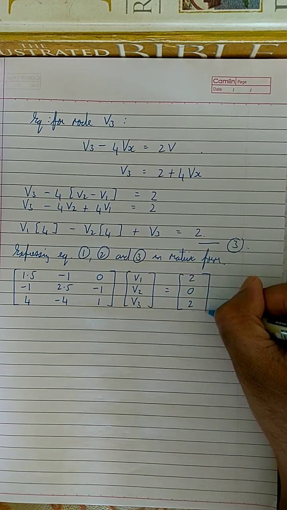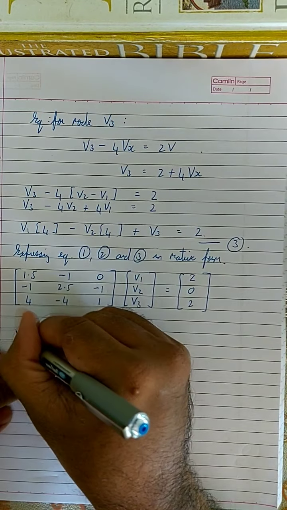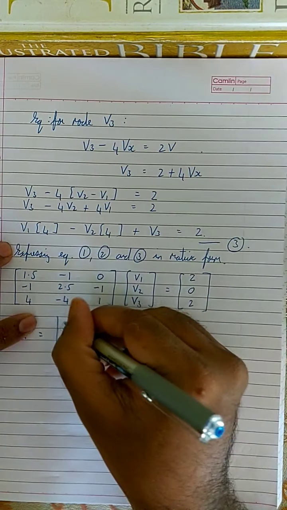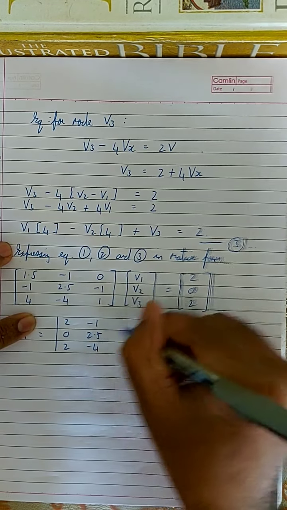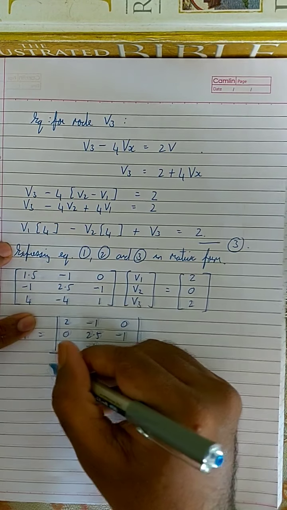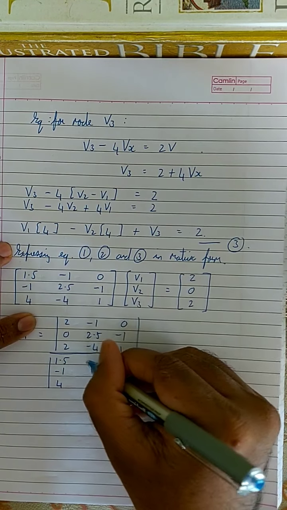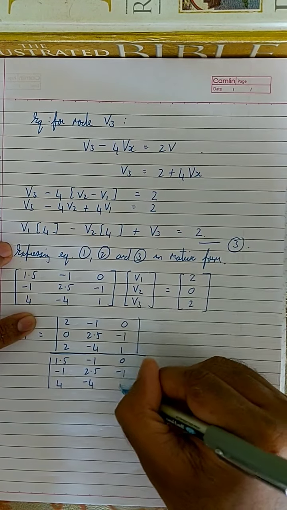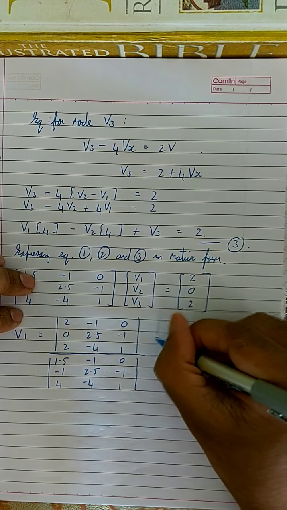202. There. Now I can find the value of V1, V2 and V3. First I will find the value of V1. V1 is equal to the determinant of replacing the first term with this. It will become 202, minus 1, 2.5, minus 4, 0, minus 1, 1, divided by, and your denominator will be 1.5, minus 1, 4, minus 1, 2.5, minus 4, 0, minus 1, 1.